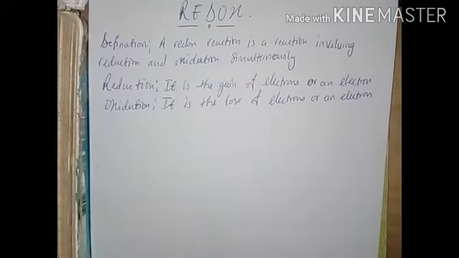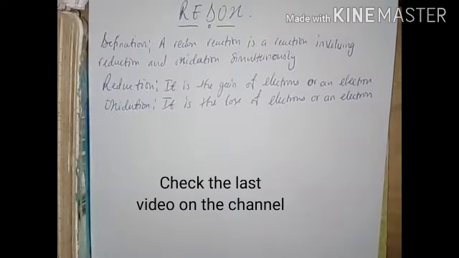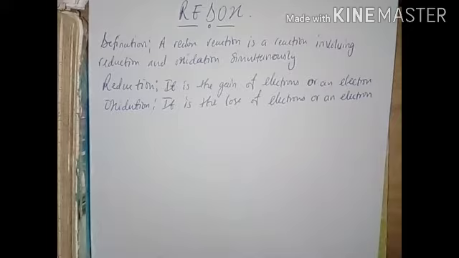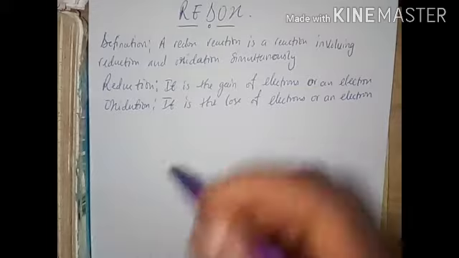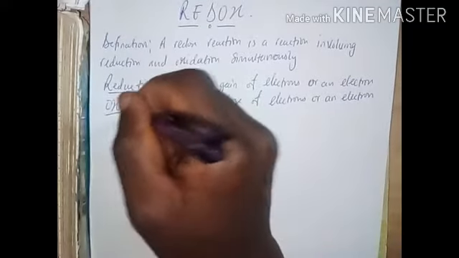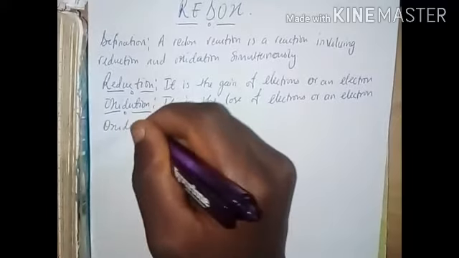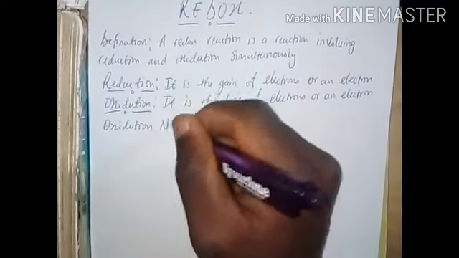Now, since we have defined reduction and oxidation, the process of reduction and the process of oxidation, and we are making mention of oxidation number. For example, we have talked of oxidation state, explaining that the oxidation number increases or the oxidation number reduces. So it is good for us to define what oxidation number is.